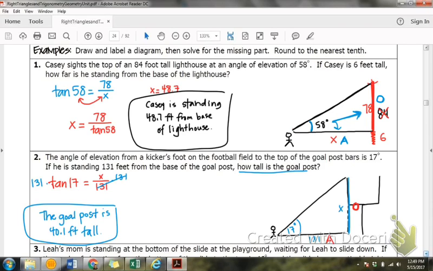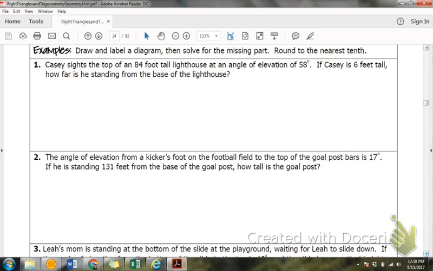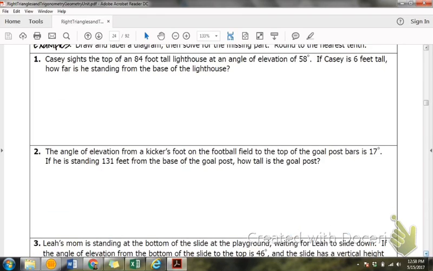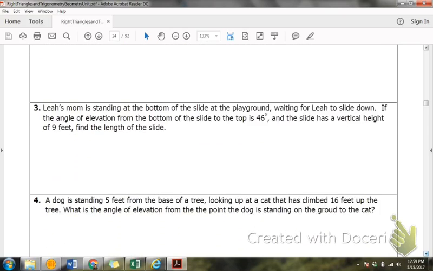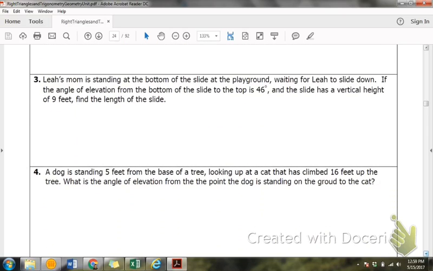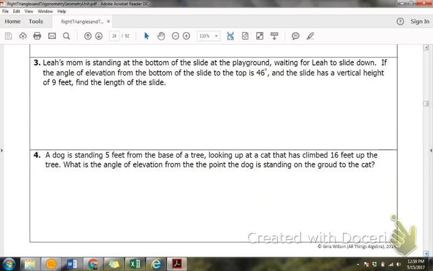Okay, let's set up number 3. Leah's mom is standing at the bottom of the slide at the playground, waiting for Leah to slide down. If the angle of elevation from the bottom of the slide to the top of the slide is 46 degrees, and the slide has a vertical height of 9 feet, find the length of the slide. If you just read this without trying to dissect it, it does look a little intimidating.